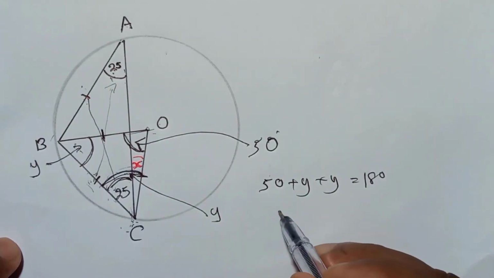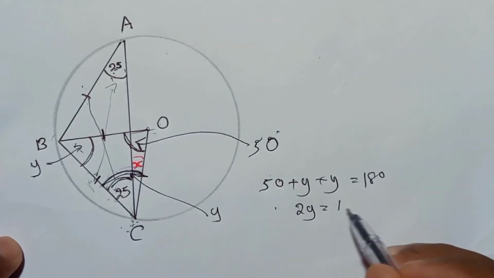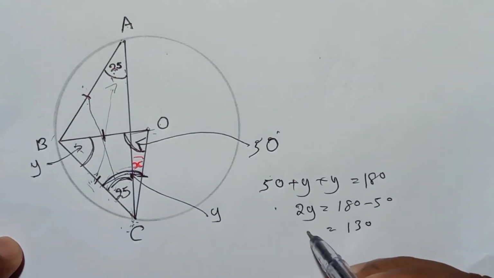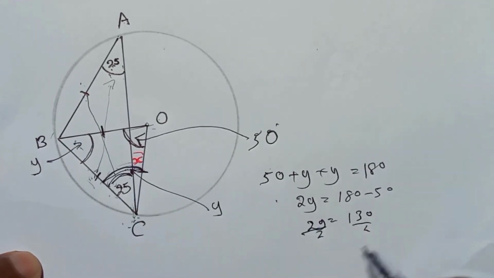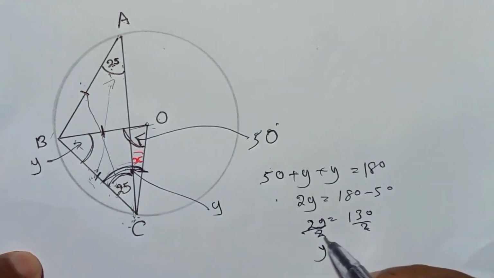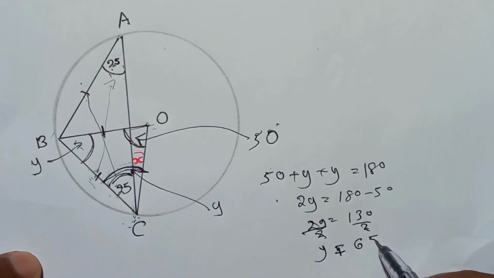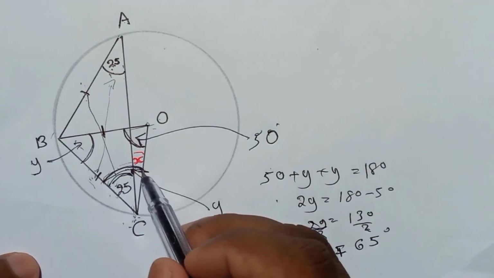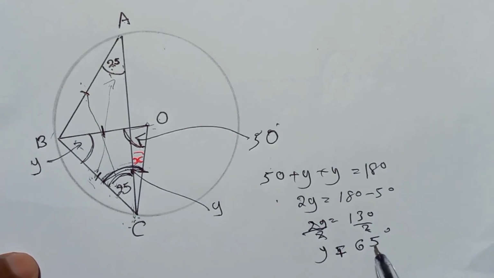Now I will write 50 here, and here will be 2y. I bring the 50 to the other side, that means 180 minus 50, which is 130. And then how can I find y? Divide both sides by 2. So 130 divided by 2, here will be 65 degrees. That means from here to here 65, this y angle is 65.